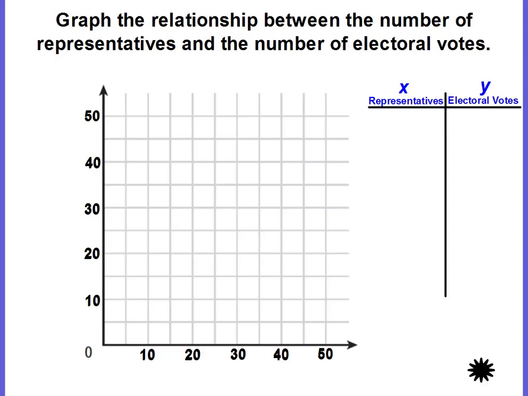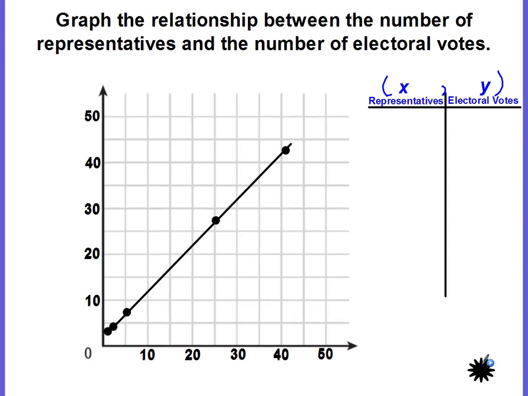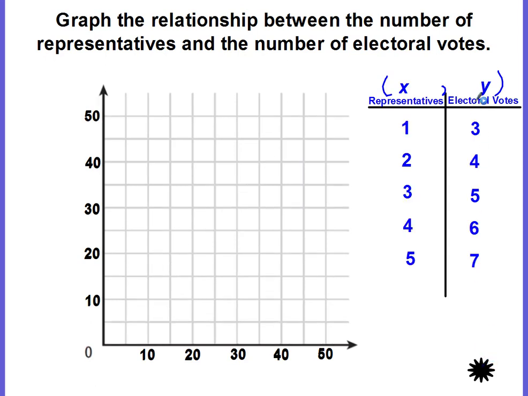You can also graph this relationship by taking the values that were in our table of the number of representatives and the total electoral votes and putting them in kind of like a T-chart. And this would be an ordered pair T-chart where you have your x and your y values. And it would look like this. 1 representative gives us 3 electoral votes. 2 representatives gives us 4 electoral votes, and so on.